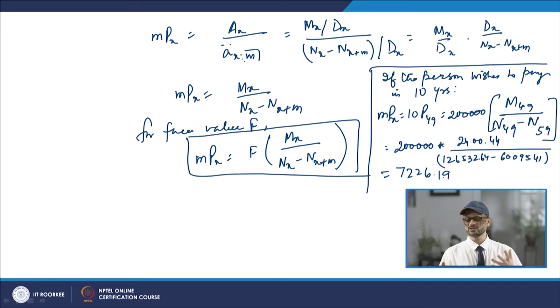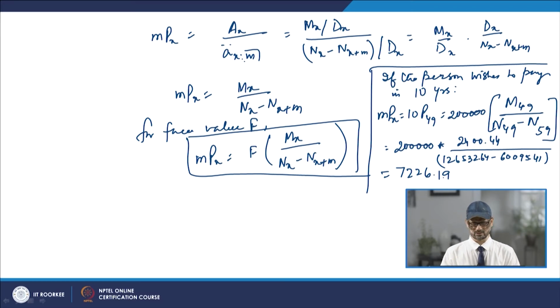If the R is changing, these values will all be changing. So, it means that if the person is willing only to pay for 10 years, assuming that after that he will not pay any premium, and then he has to ensure that after his death the family should get some amount, in that case he must pay $7,226.19 for the next 10 years, so that he gets 2 lakh rupees in the end.